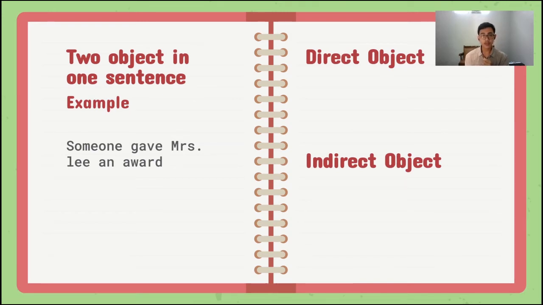If we want to identify the direct object, we need to ask the sentence with what? Someone gave what? Someone gave an award. So an award is the direct object. For the indirect object, we should ask the sentence with whom. Someone gave an award to whom? Someone gave an award to Mrs. Lee. Thus, the indirect object is Mrs. Lee.